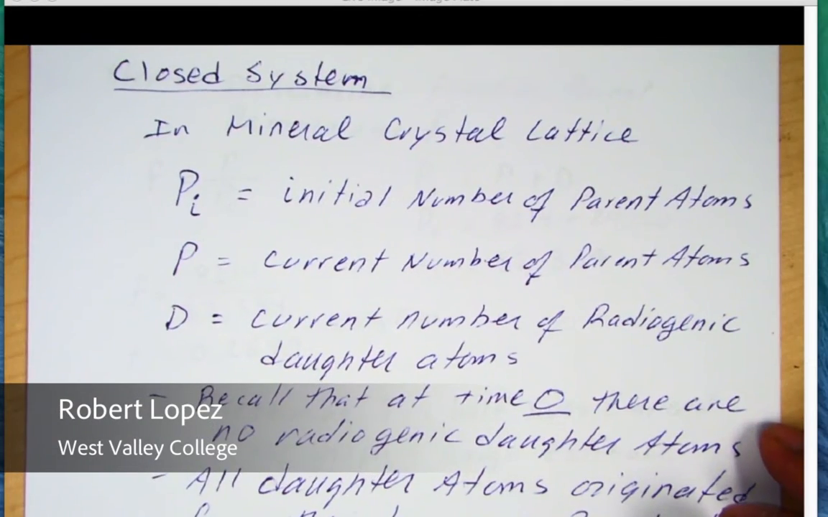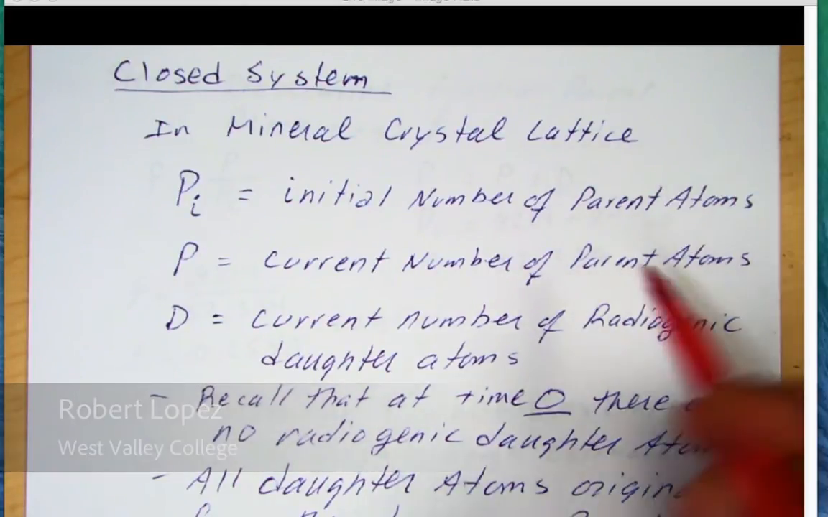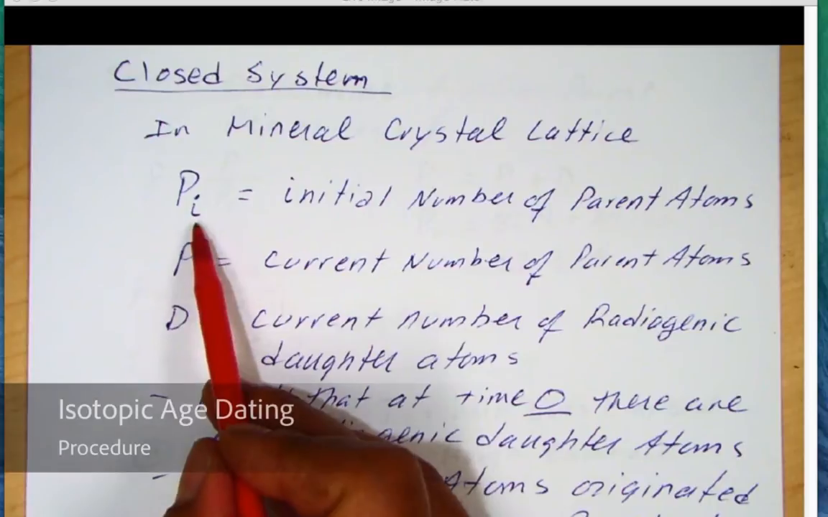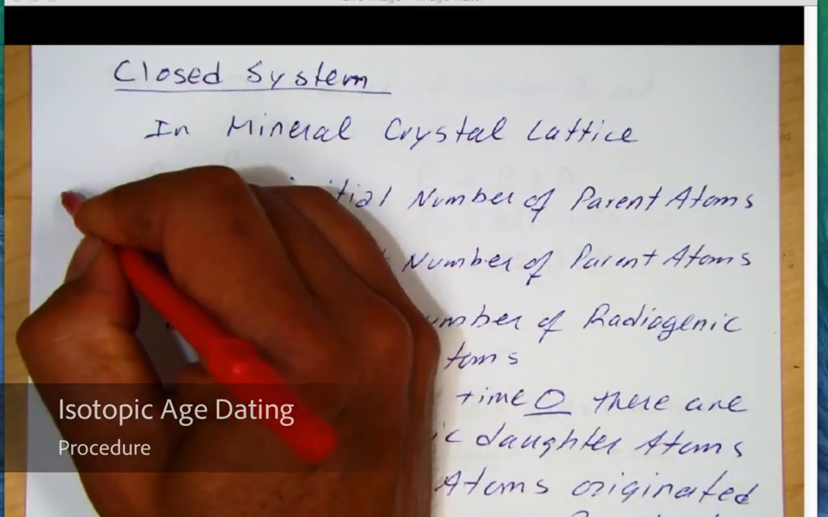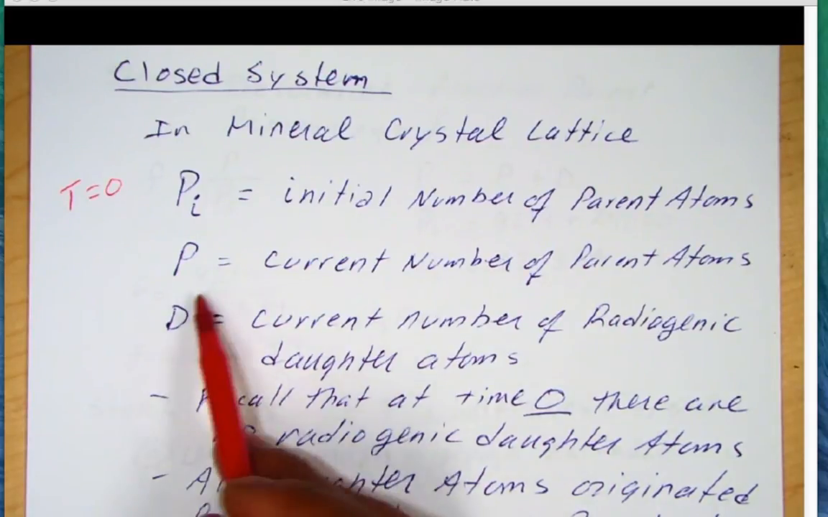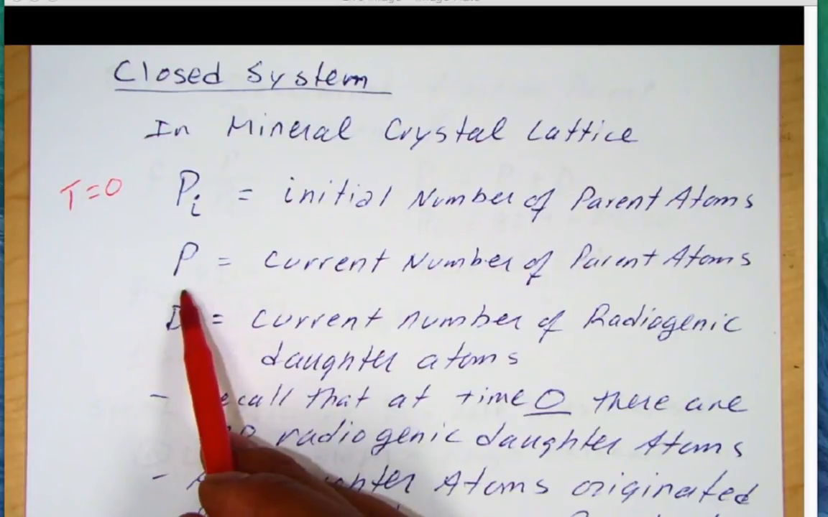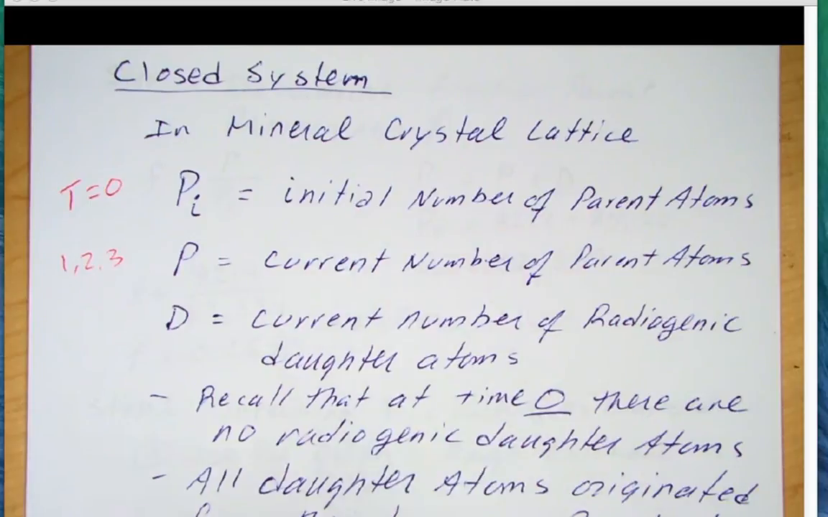Again, going back to this closed system, in a mineral crystal lattice, we want to understand this Pi, and Pi is the initial number of parents in that crystal structure. So this is going to be at t equals 0, when there's 0 half-lives elapsed. When the system first closes, you're going to have some number of parent atoms. P is going to be our current number. So some time has elapsed, maybe 1, 2, 3, whatever number of half-lives have elapsed.